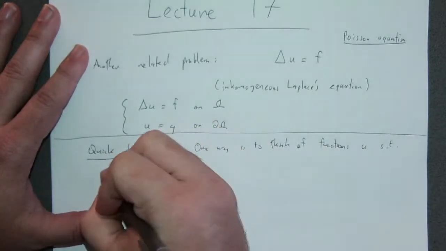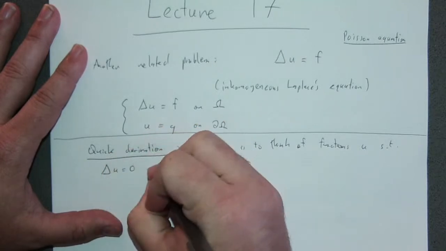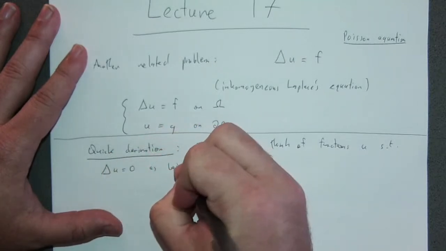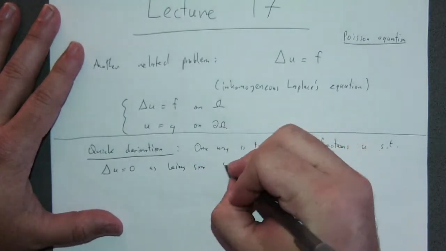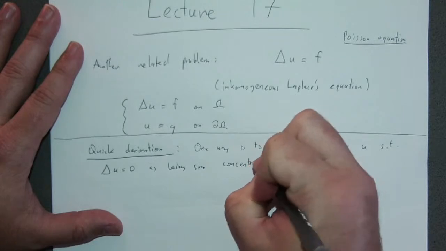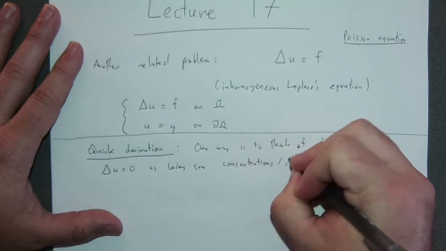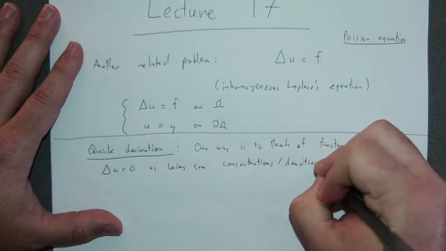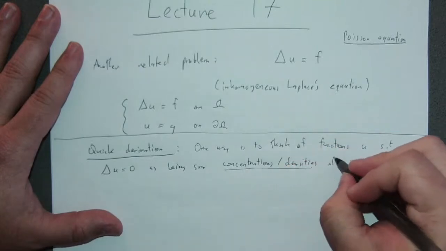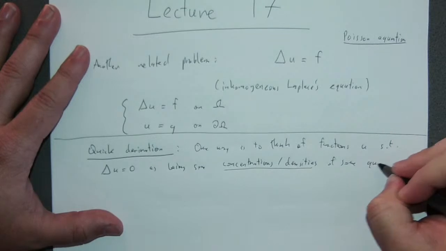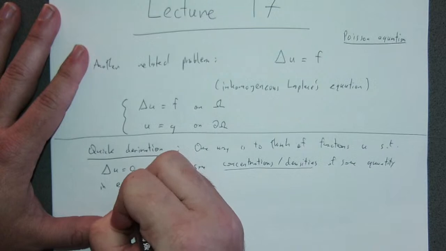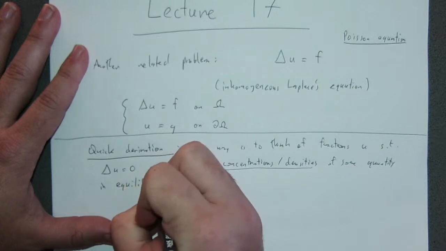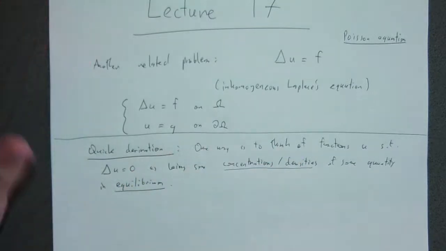So think of functions u such that Laplacian of u equals 0 as being some concentrations or densities of some quantity in equilibrium. Okay.